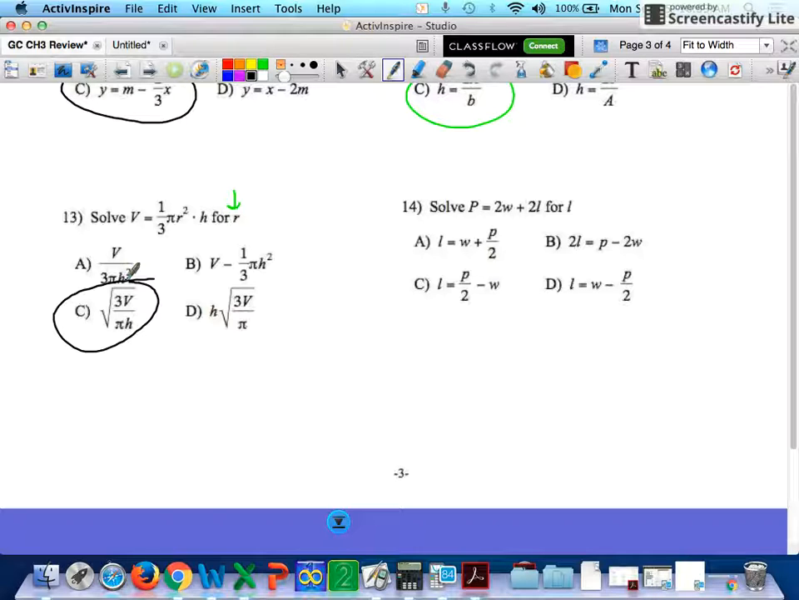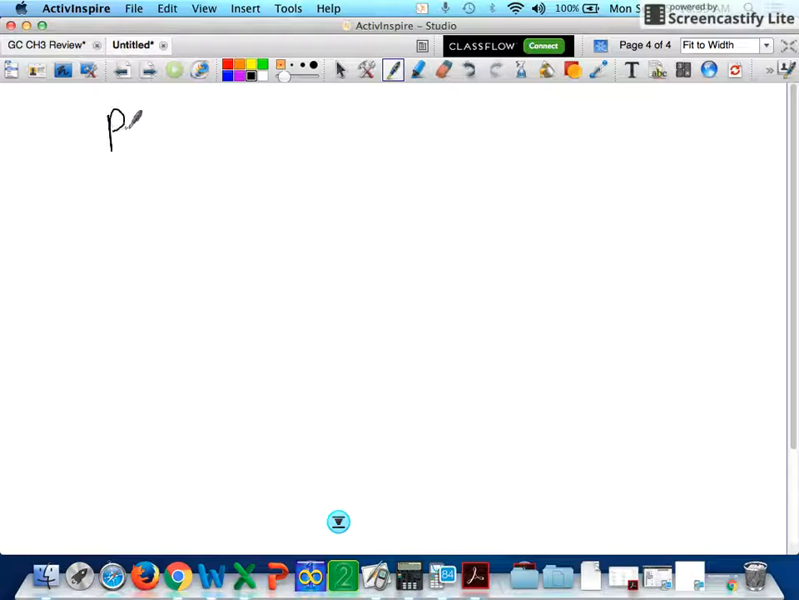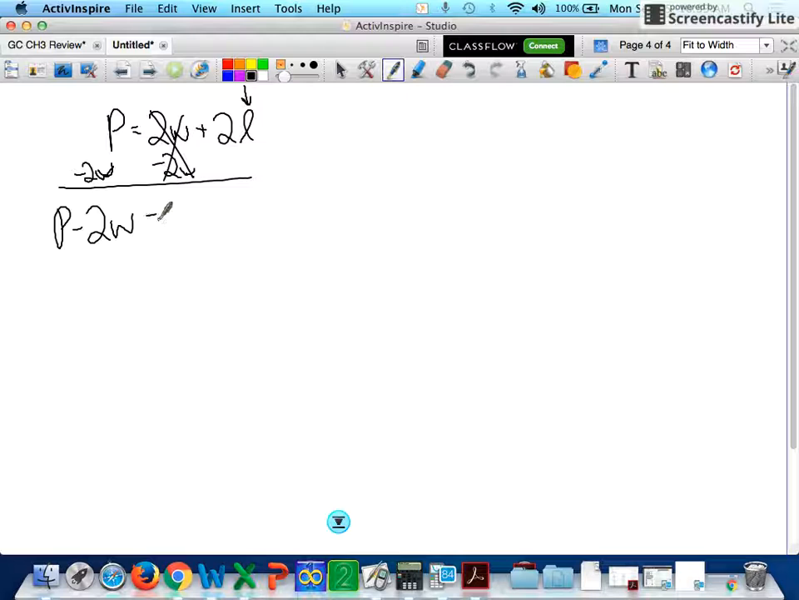Number 14. A little bit easier. We've got P equals 2W plus 2L and solve for L. That is a perimeter formula for a rectangle. So perimeter equals 2 times W plus 2 times L, and we want L by itself. So I subtract 2W from both sides. I don't know how they're going to want this written in what order, but I'm going to go ahead and write it as P minus 2W, just so I don't have a negative sign hanging out front, equals 2L.